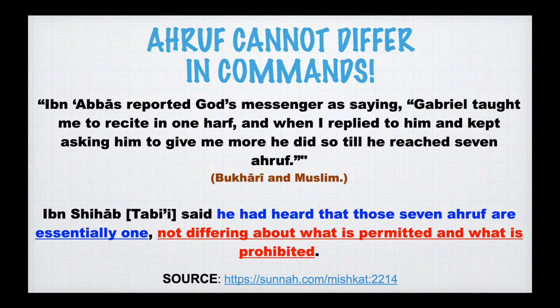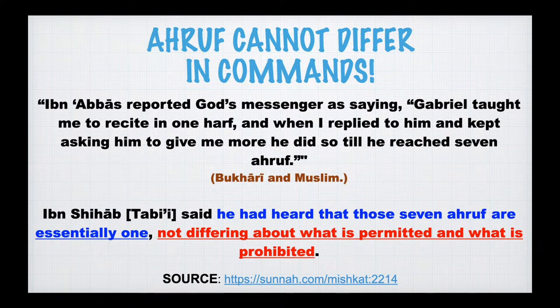And so the question is, how do the ahruf relate to the different qira'at? These are different versions of the Quran that we still have in the world today. How are the 7 ahruf, these different versions of the Quran in the time of Muhammad, related to or distinct from differences that we still have in Qurans today? Are they the same thing? Are the differences in the ahruf the same as the differences in the qira'at?